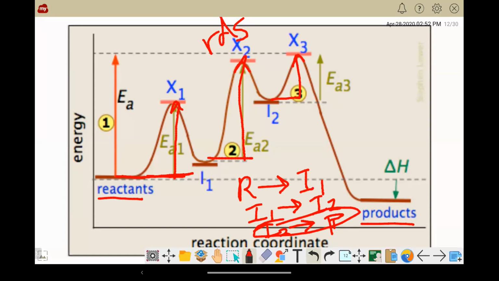So this is an example of a multi-step energy diagram. Usually we see them to where it really only shows you the one step and you just see the overall activation energy. But it can be broken up into fewer, or each step of the mechanism.